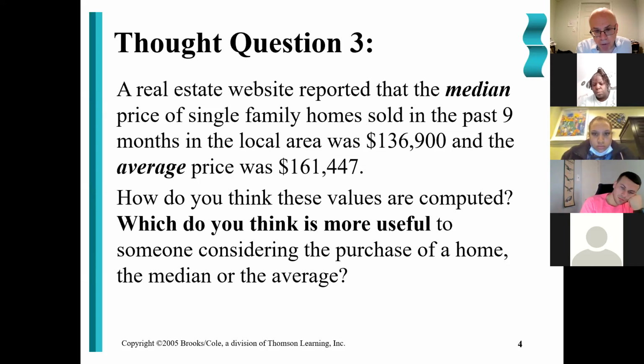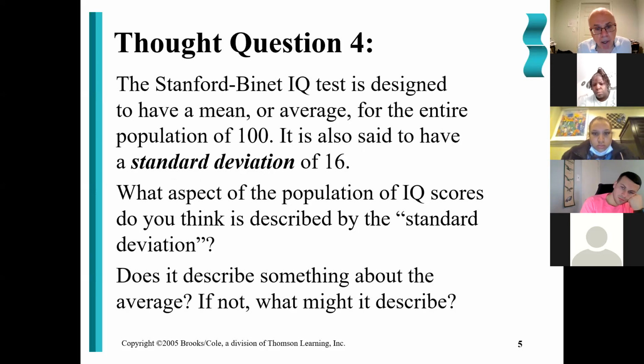Some of you probably already know that. All right, here's another question. It says the Stanford-Binet IQ test is designed to have a mean or average for the entire population of 100, and it is also set to have a standard deviation of 16. Now, standard deviation, we'll find out, is a measure of variability. Basically, on average, how far apart are the data values. So in this case, it's 16. So the average is 100, the standard deviation 16.